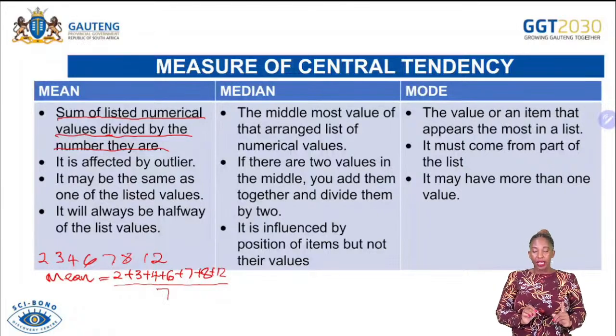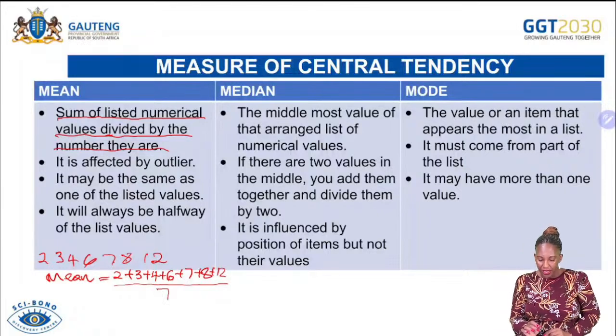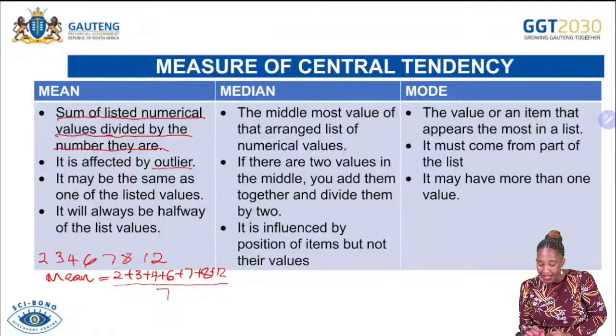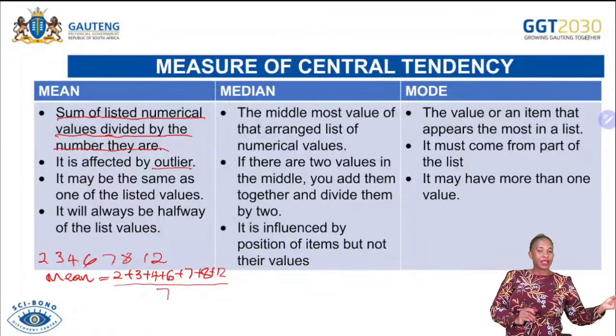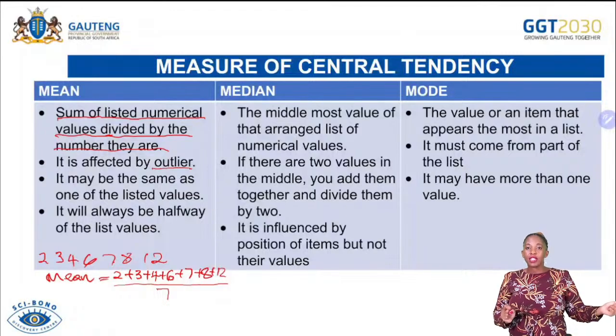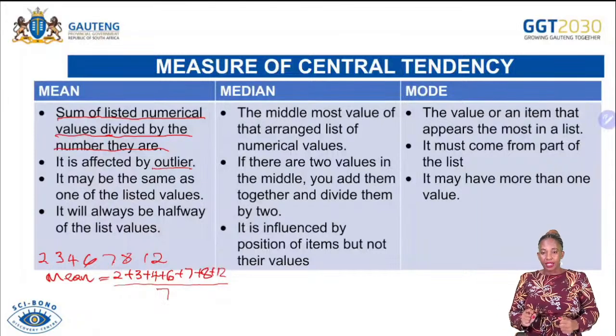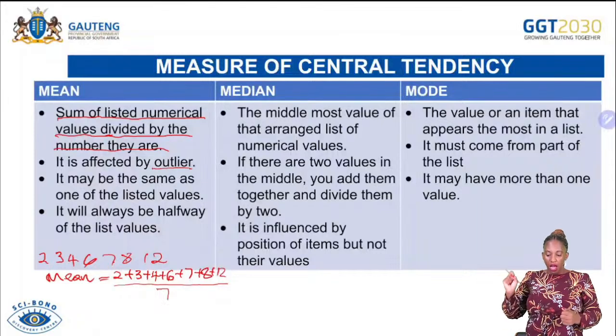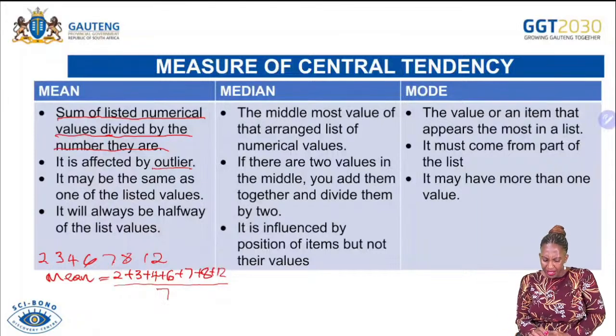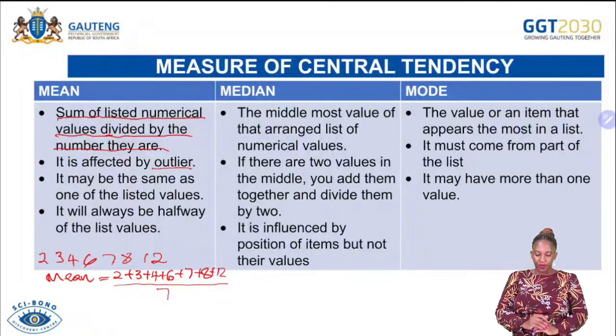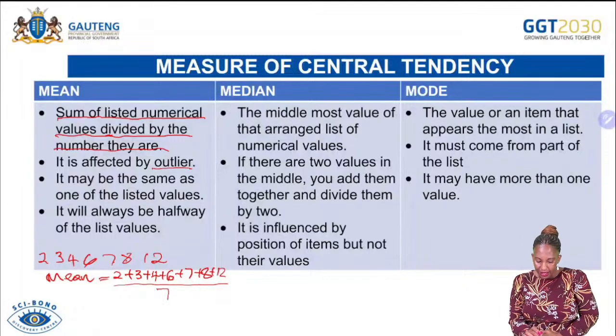And remember, again, we said the mean, it is affected by what? By the outlier. Those two numbers, it's either the number is too small as compared to the rest of the data set, or too big as compared to the rest of the data set. So it is affected by the outlier. And then it may be the same as one of the listed values.